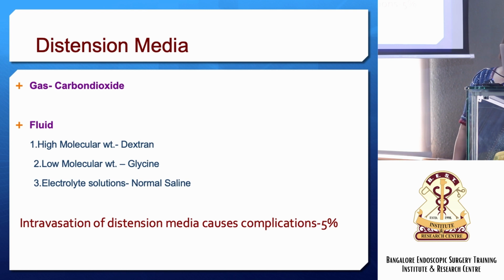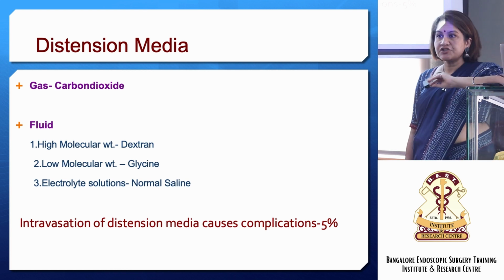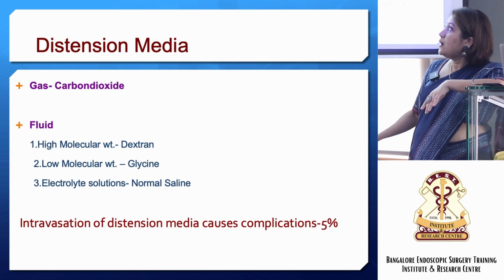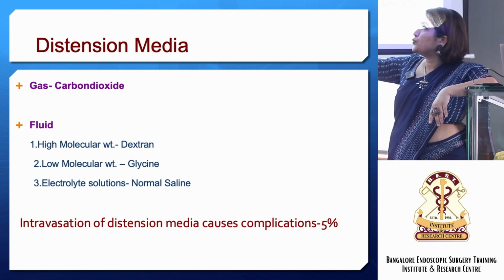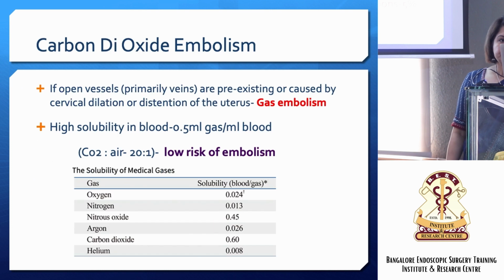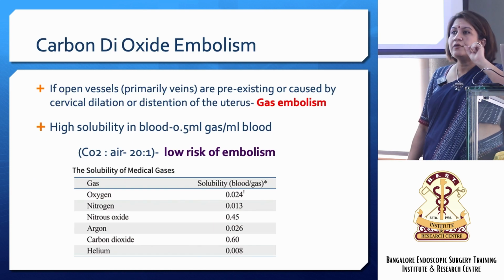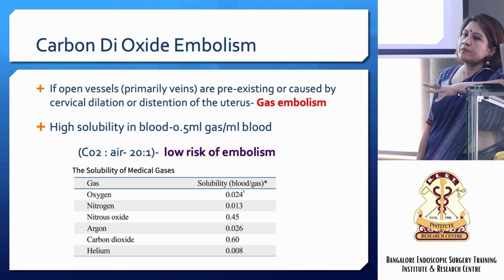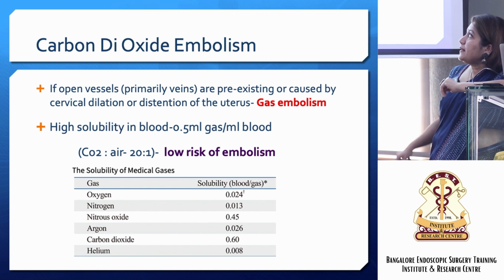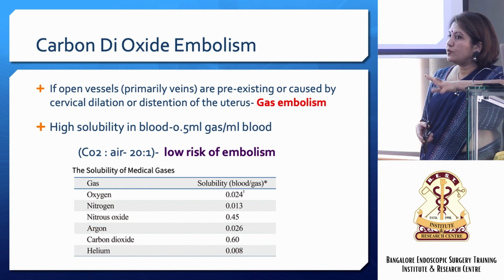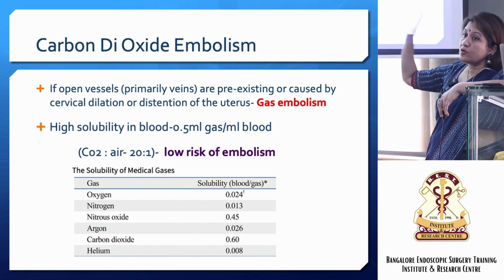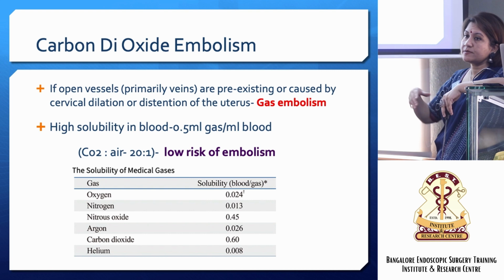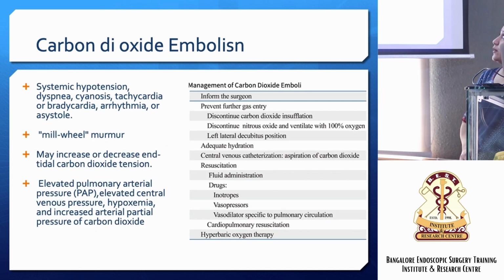Now, in the distension media, we know we are either going to be using carbon dioxide, and I'll just touch on carbon dioxide for the theoretical aspect. What will be of interest is only these two, the glycine and the normal saline. When we use carbon dioxide, embolism can happen only if there are open blood channels. Otherwise, it's not so easy to have an embolism in a hysteroscopy. But luckily, among all the gases, carbon dioxide has the highest solubility and hence the lowest embolism rate. That's how we end up using it in laparoscopy also.